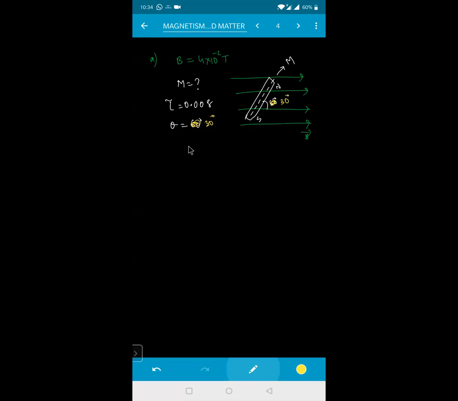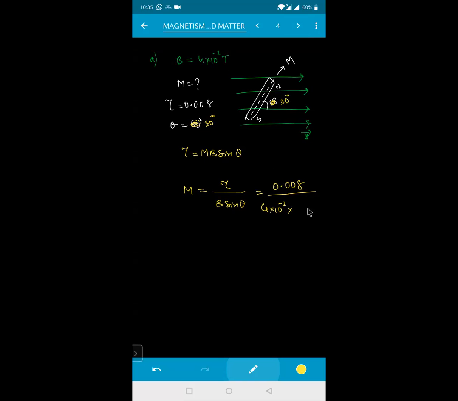So what is the torque formula, beta? Tau is equal to MB into sine theta. So capital M will be equal to tau divided by B into sine theta. The torque value is 0.008 divided by B. B value is 4 into 10 to the power of minus 2 into sine 30. Sine 30 is how much, beta?